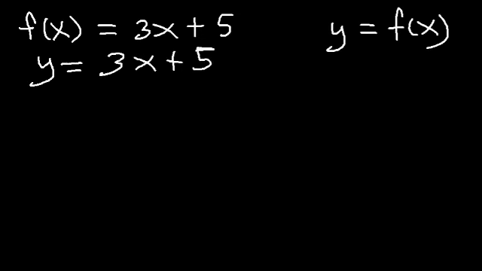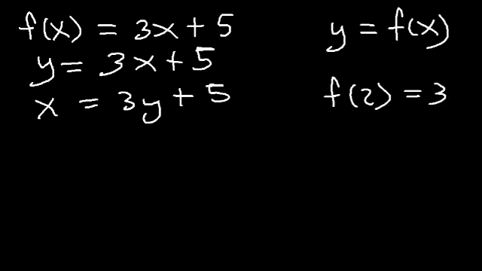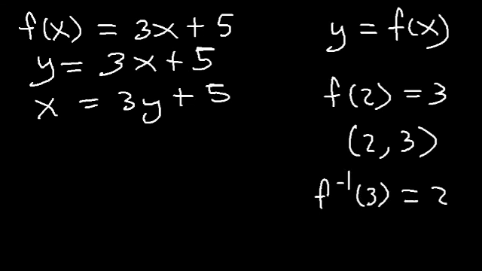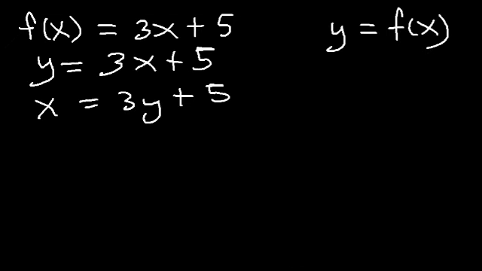That's the first step. The second step is to switch x and y. So x is equal to 3y plus 5. Now you might be wondering, okay, why should we do that? Well, let's say that f of 2 is equal to 3. That means when x is 2, y is 3. For the inverse function, the inverse of 3 is 2. So to find the inverse function, you simply need to switch the x and y values. And that's why we're doing that in the equation.